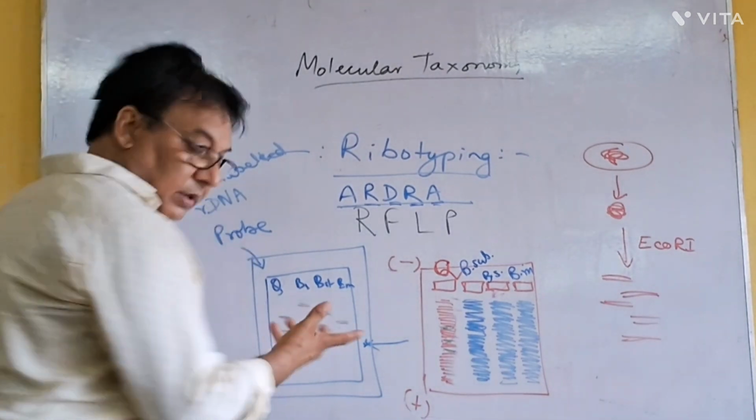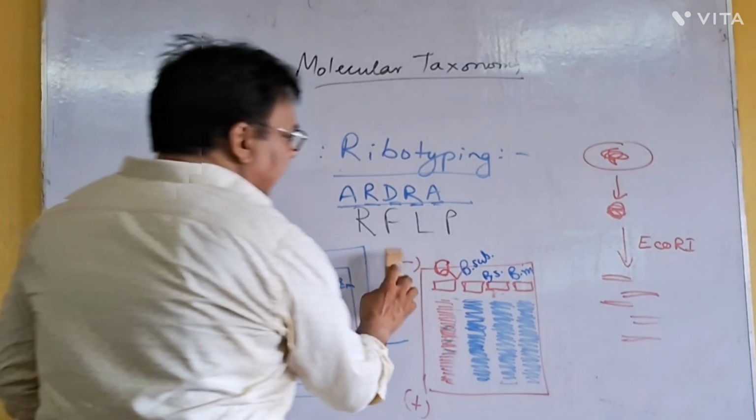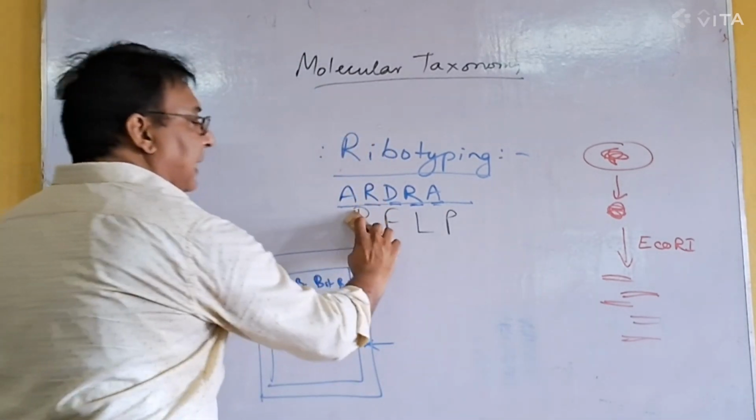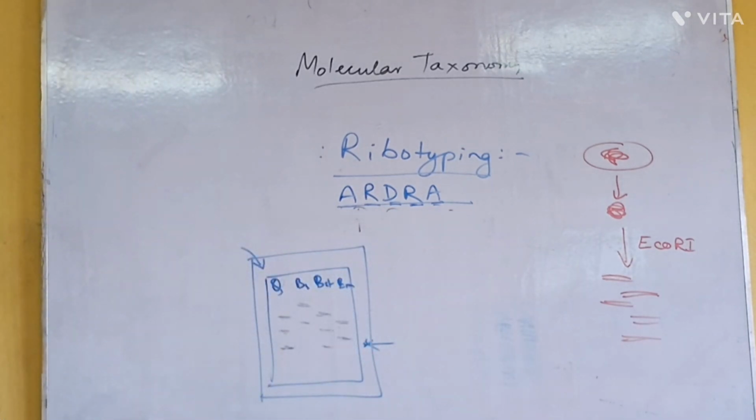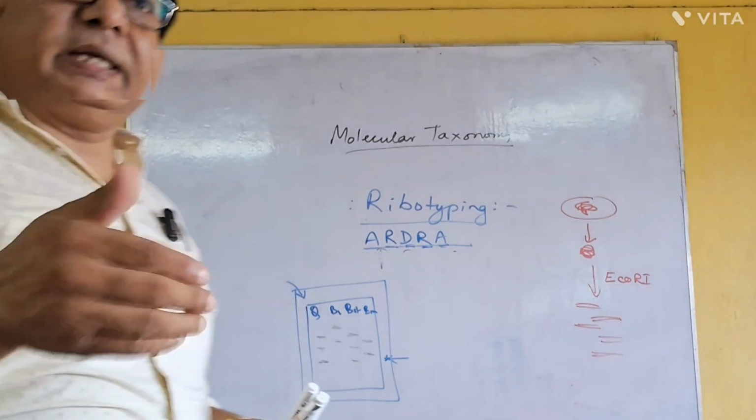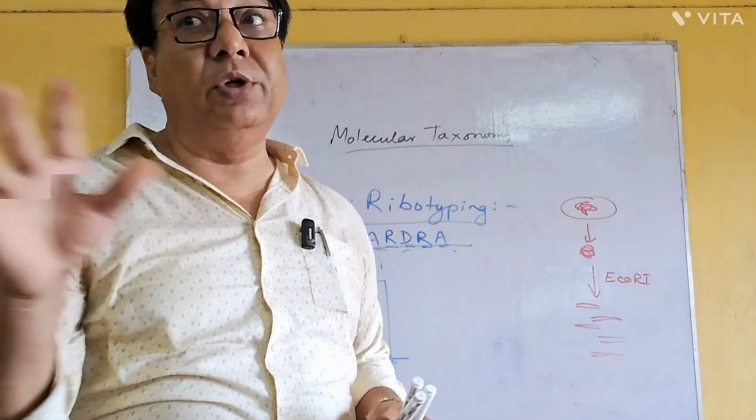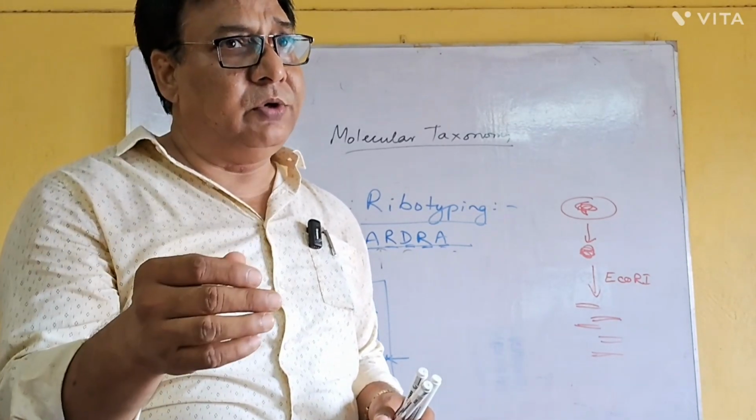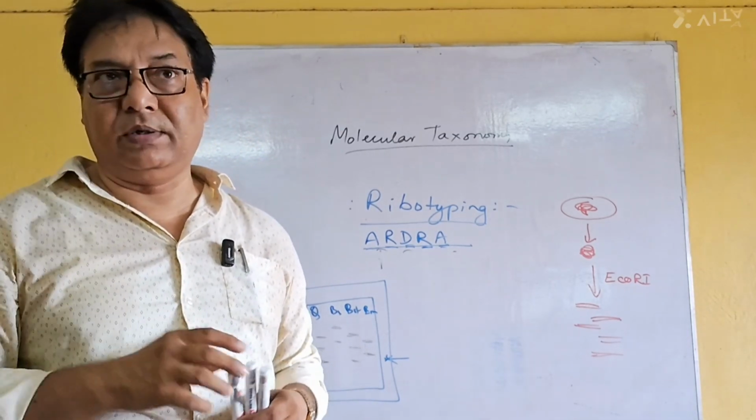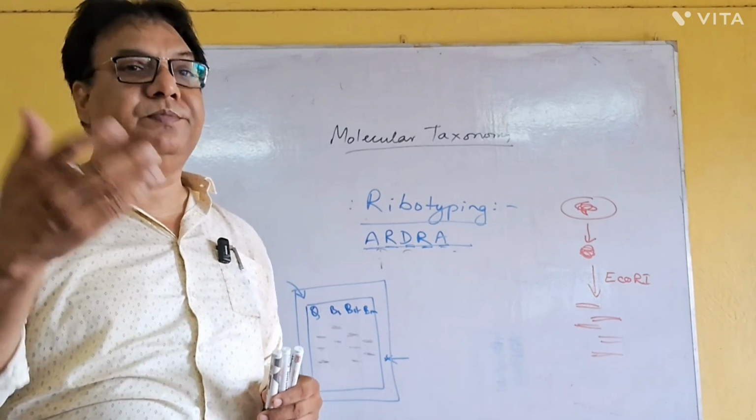So what is in ARDRA? It is something like this. First you have to amplify the ribosomal DNA. You don't need to do the restriction digestion of the whole genome after isolating it; you go for PCR amplification. PCR is actually for amplifying the DNA.